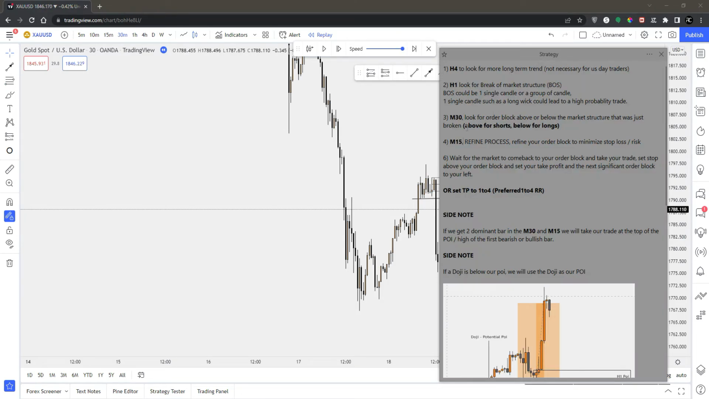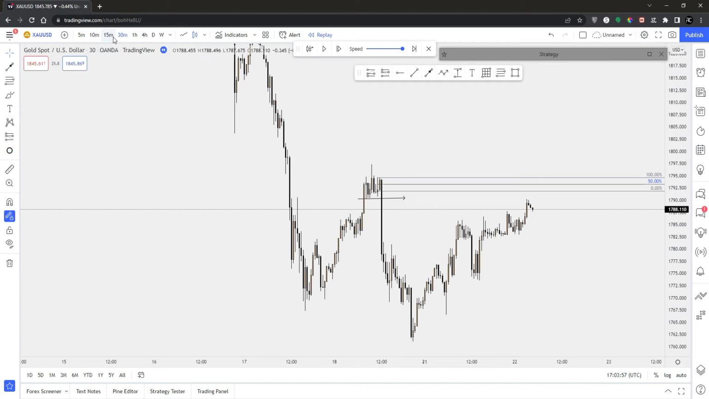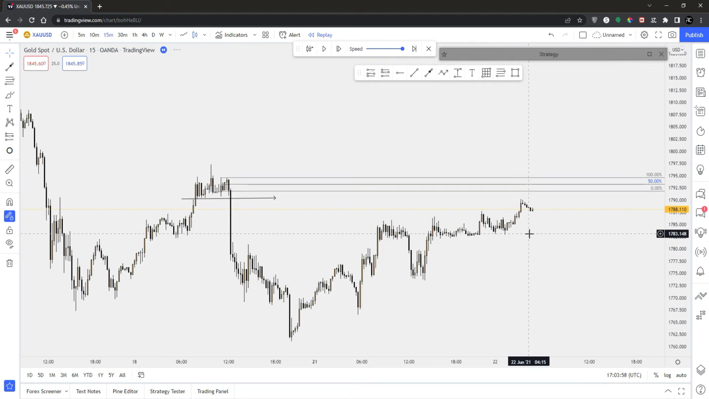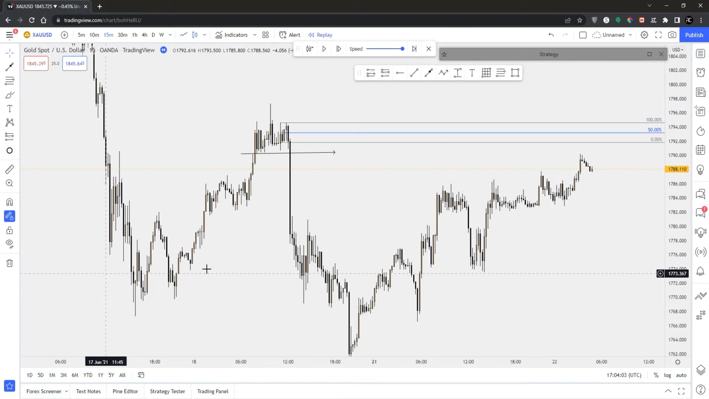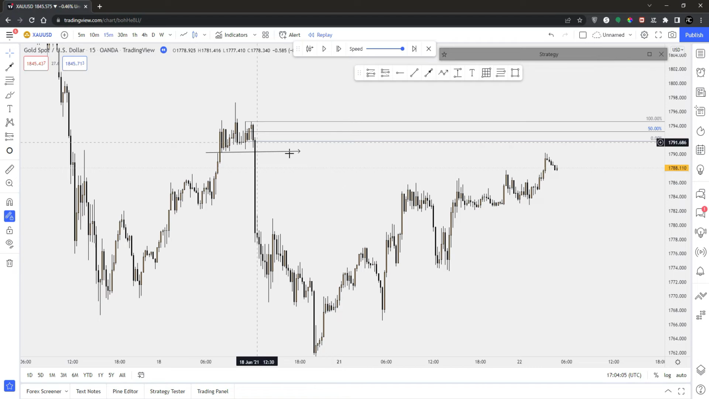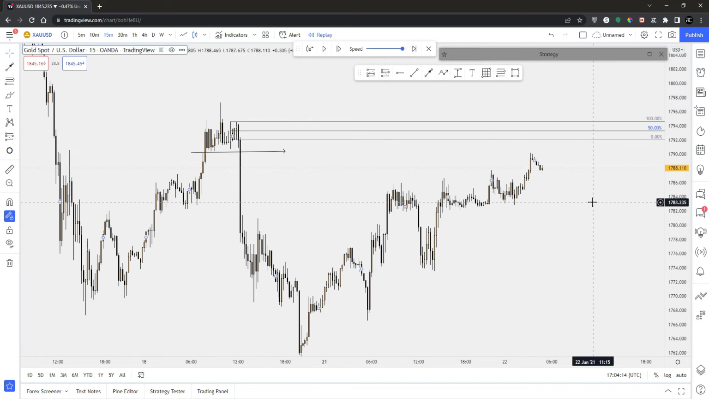Refine your order block to minimize stop loss risk. This is the M15. I don't know if we have to go that low, but we're just going to hit the M15. I know sometimes when you're backtesting on TradingView, you try to go too low and then it'll say data not available. So we're going to stick with the M15 for right now. We're looking at pretty much the same order block.